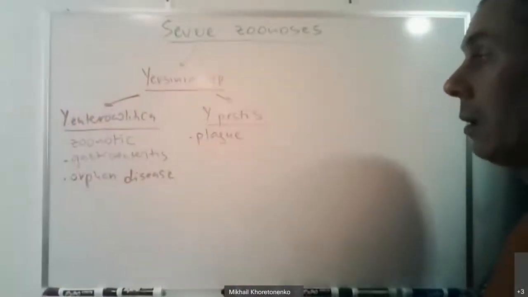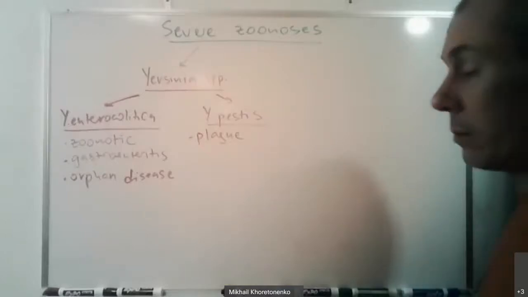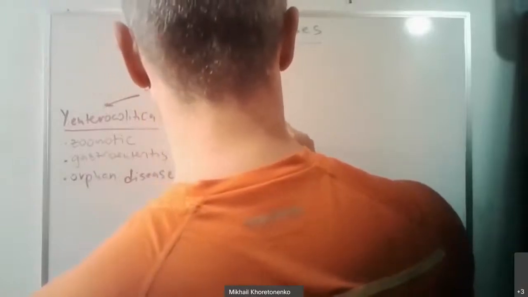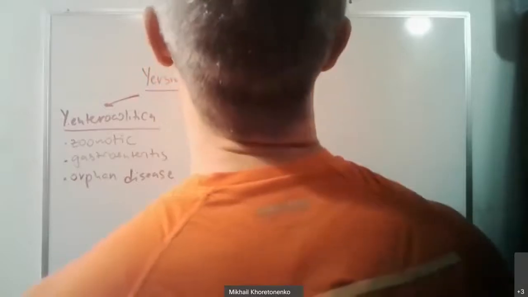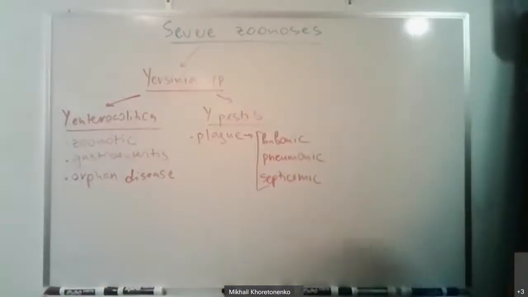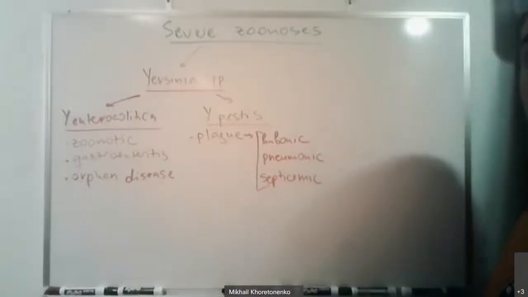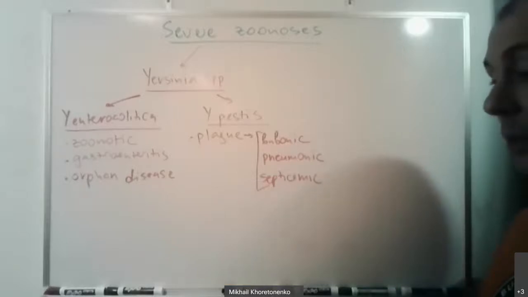Okay, so plague generally can be subdivided into categories: bubonic, pneumonic, and septicemic. So bubonic is the easiest one. Pneumonic is much more severe. The mortality rate for bubonic plague is around 70%, for pneumonic is around 90%, and for septicemic is around 100%.